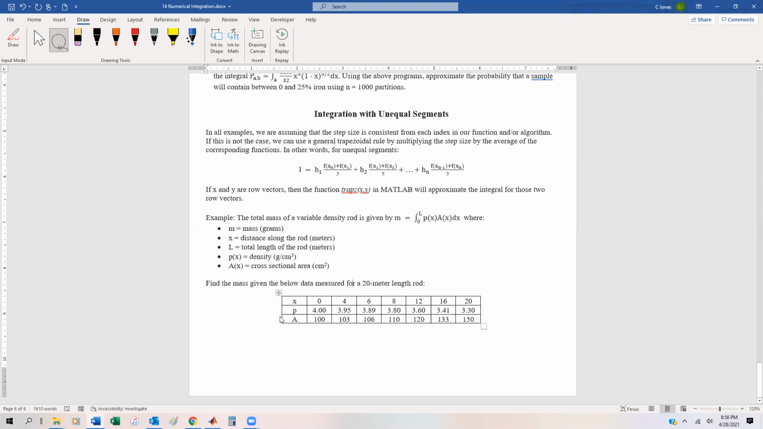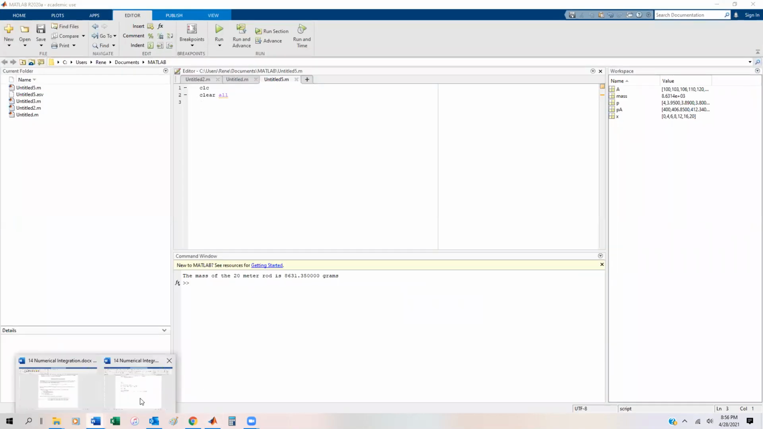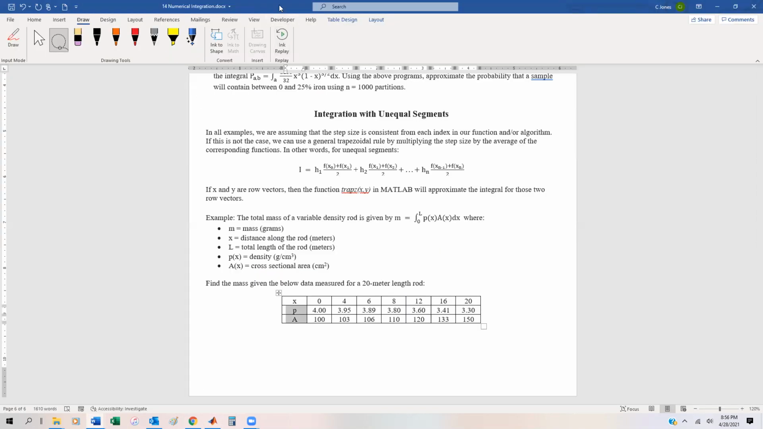So we're going to evaluate this. What we need to do is first store all of these into row vectors, then multiply rho and A, and then integrate using the trapz function. I'm going to bring up Matlab and pull this off to the side so I can type in these row vectors.